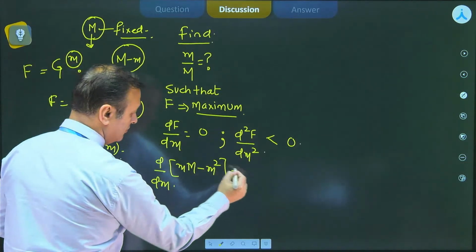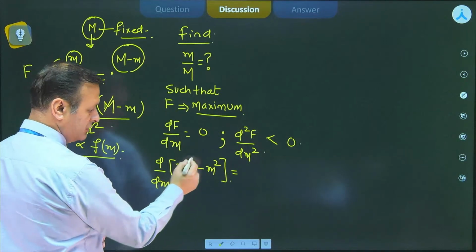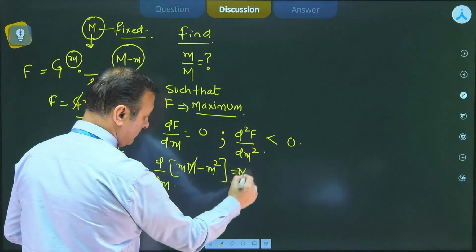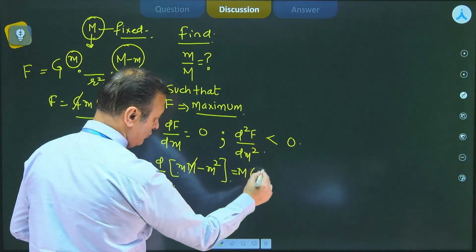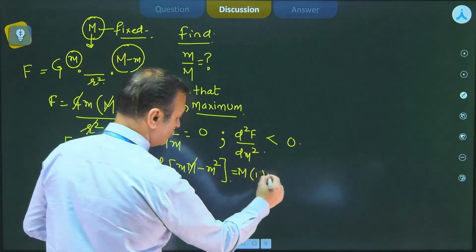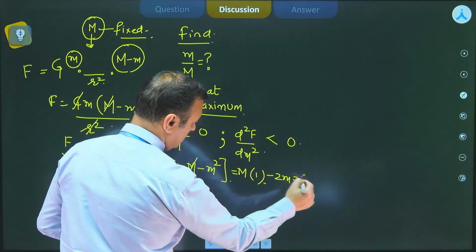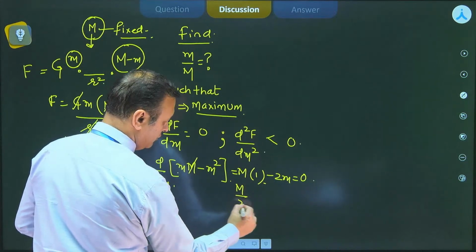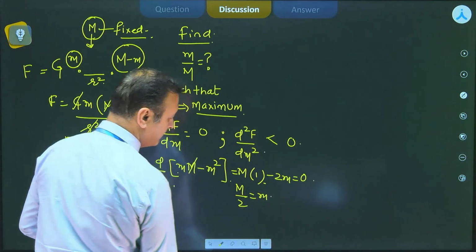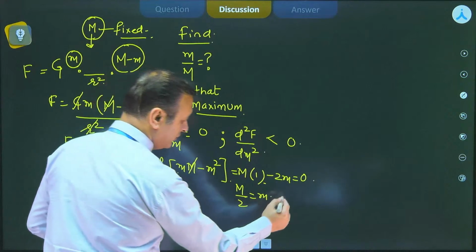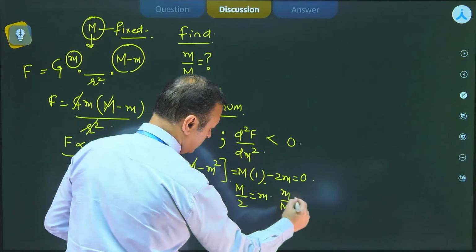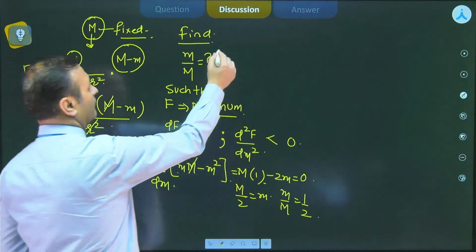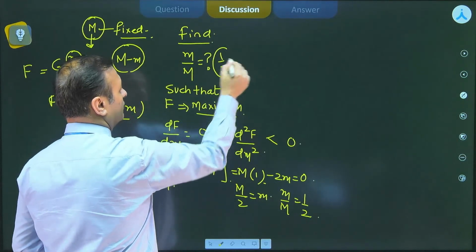And what is the derivative of this? Small m, dm by dm, this capital M is constant, so this will not participate in the derivative, and that gives you 1. Then minus m square will give me this one, and you have to put it at 0. So this means m equals M by 2. So we have to find out the ratio. So small m to this capital M is 1:2. This is the option we were looking for.